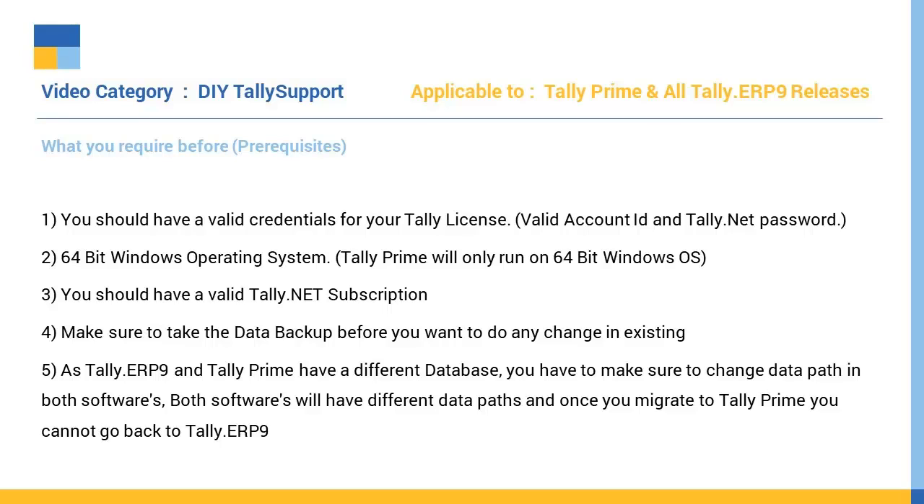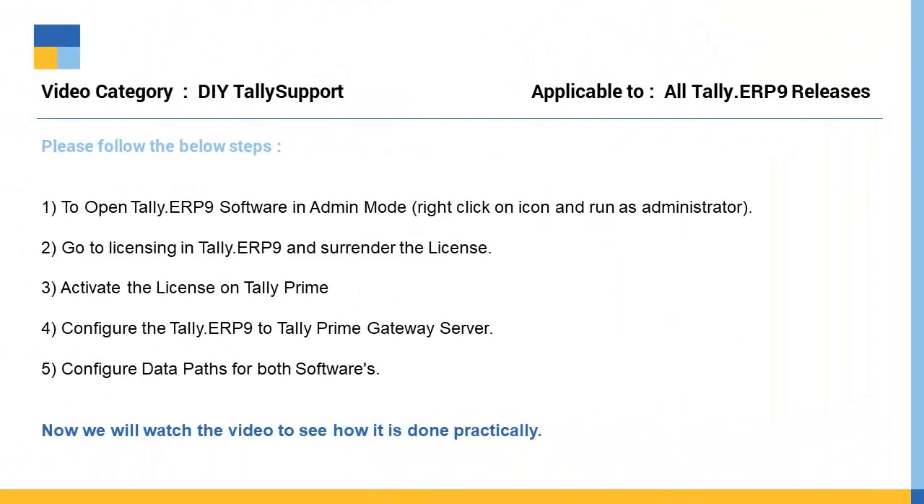4. Make sure to take the data backup before you make any change in existing. 5. As Tally.ERP9 and Tally Prime have a different database, you have to make sure to change data path in both softwares. Both softwares will have different data paths, and once you migrate to Tally Prime you cannot go back to Tally.ERP9. Please follow the below steps.